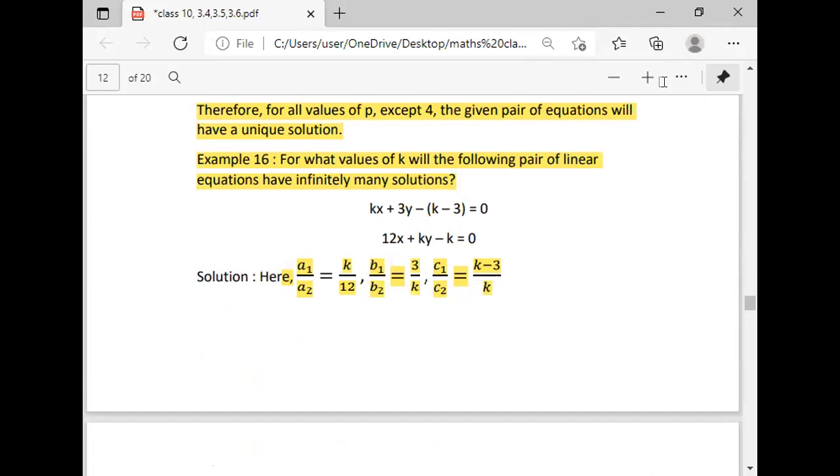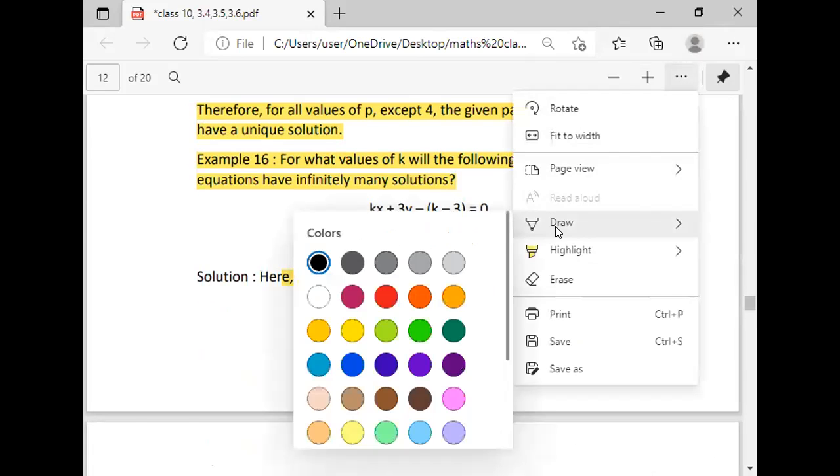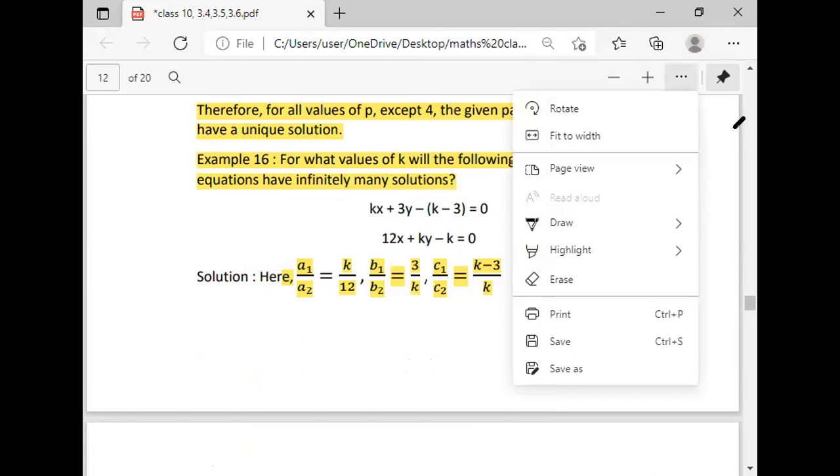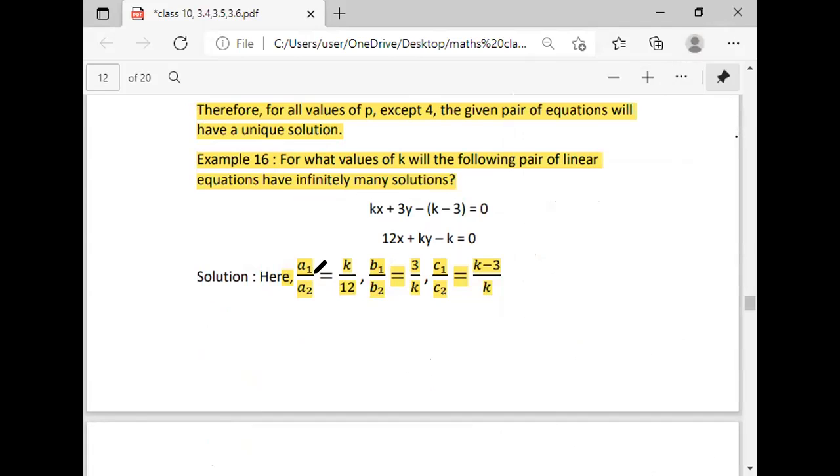And actually what happens to the k value if it is 6? Let us just check what happens here. If the value of k is 6, what is a1 by a2? 6 by 12. And what happens to b1 by b2? 3 by 6. And what happens to c1 by c2? K is 6, that is 6 minus 3 by 6. We are told that these values are equal.